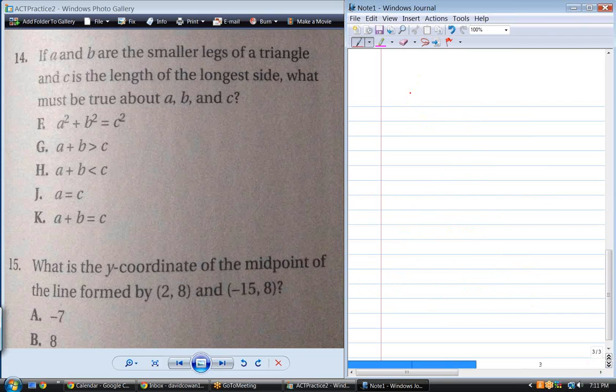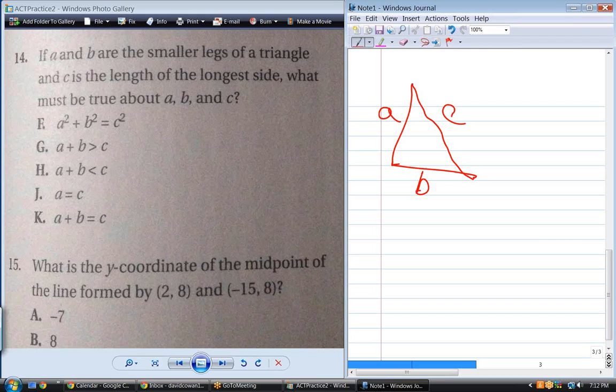So we have a triangle. I'm going to draw it like a right triangle, even though this is not a right angle necessarily. But the reason I do is because I know if I draw it close to a right triangle, A and B are going to be less than C. So what must be true about A, B, and C? A plus B is more than C. Yes. No, you're right.